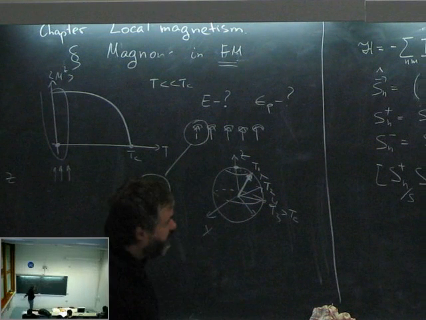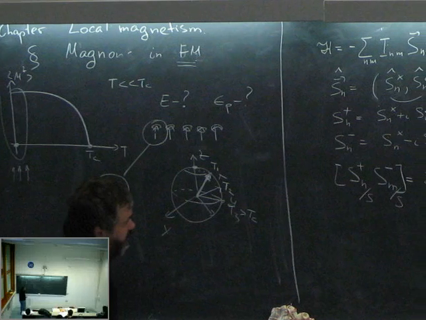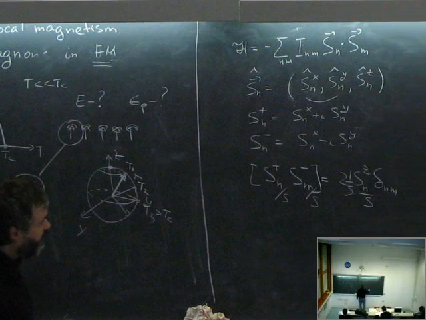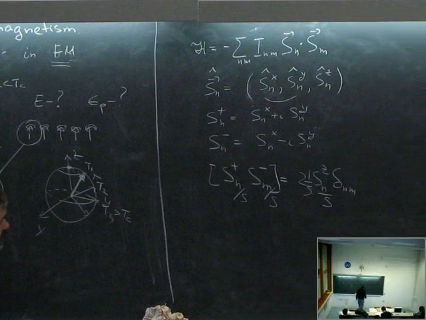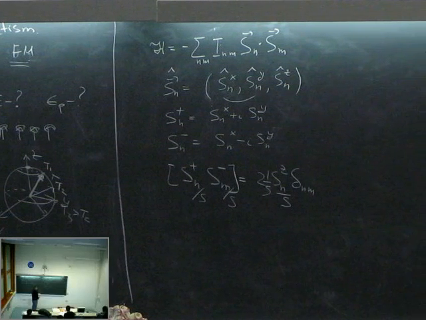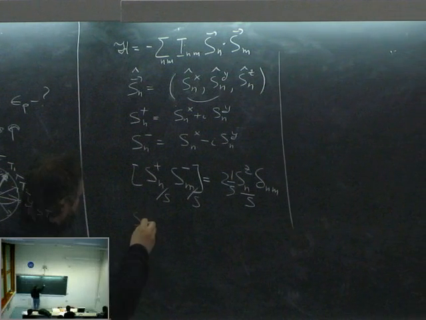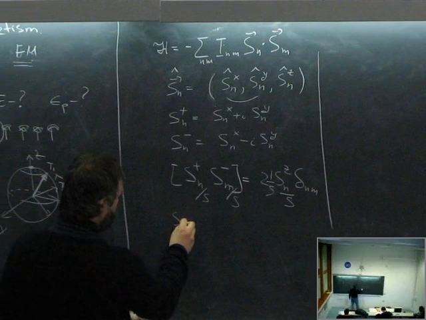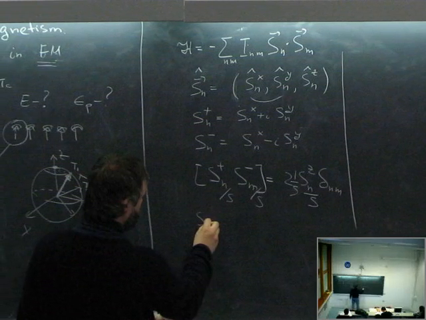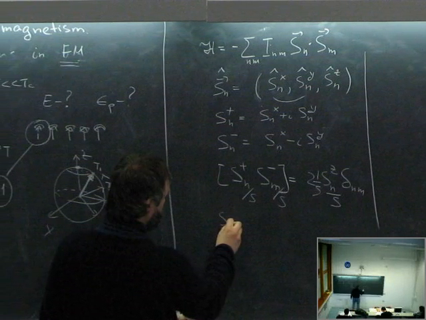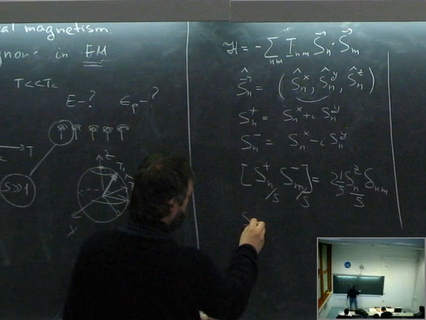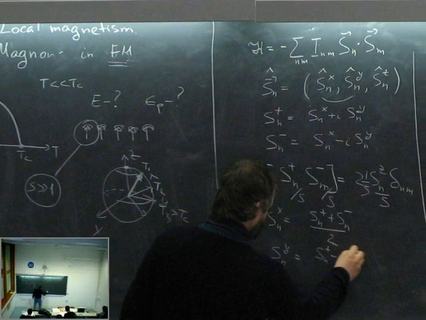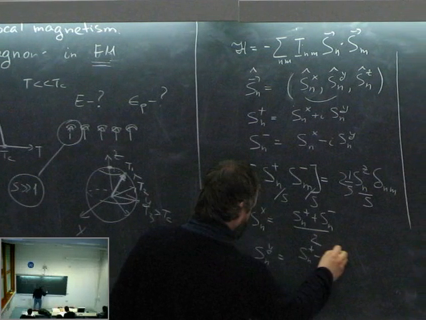Okay, I defined operators plus and minus on each site. Let's now calculate what the scalar product is. In order to do it, I need to re-express the x and y components in terms of plus and minus. And this is linear algebra, very simple. S_n^x is equal to (S_n^+ + S_n^-)/2, and S_n^y is equal to (S_n^+ - S_n^-)/2i.